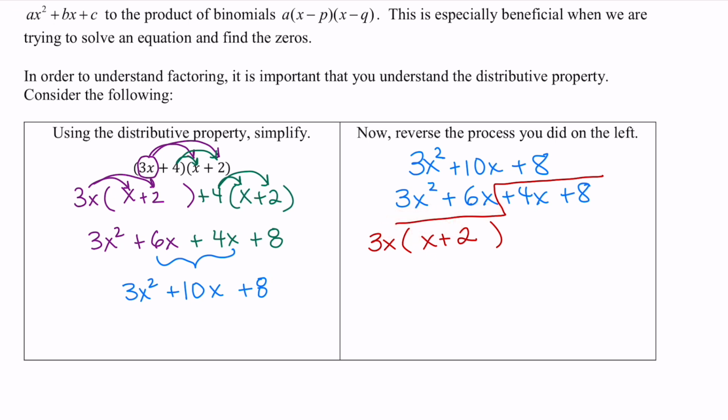On our next section, we're looking for what divides evenly out of 4x and 8. There's a 4 and an 8, and both of those are divisible by 4. So we're going to factor out the 4, and whatever sign you have, you're going to bring that down. If I divide 4x by 4, it gives me just an x. And if I take my 8 and divide it by 4, I get a 2.